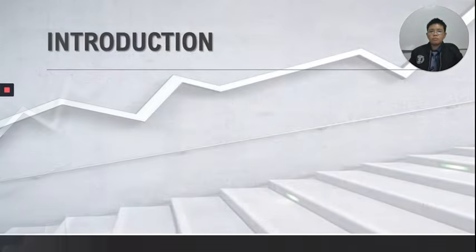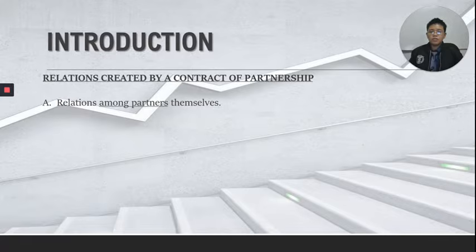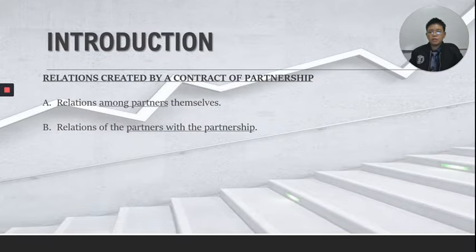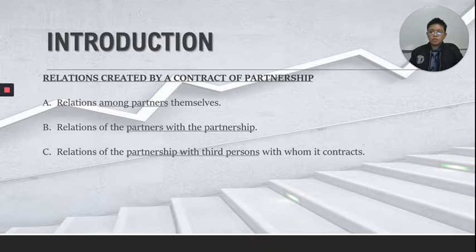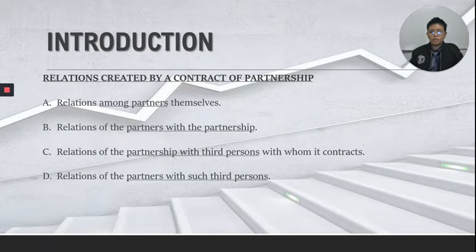So remember, class, when we enter into a contract of partnership, there are 4 relationships that are created. Number 1, the relationship among partners themselves. Also, the relations of the partners with the partnership. There is also a relation of the partnership with third persons and a relation of the partners with the third persons. So remember, these 4 are the relationships created when you enter into a contract of partnership.